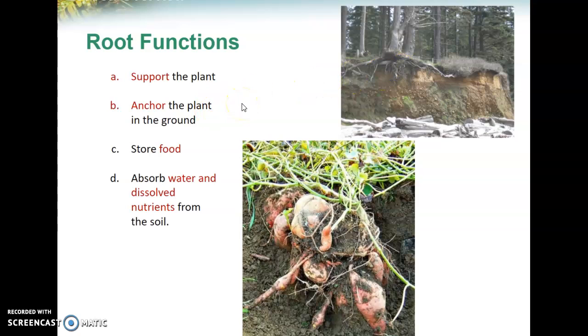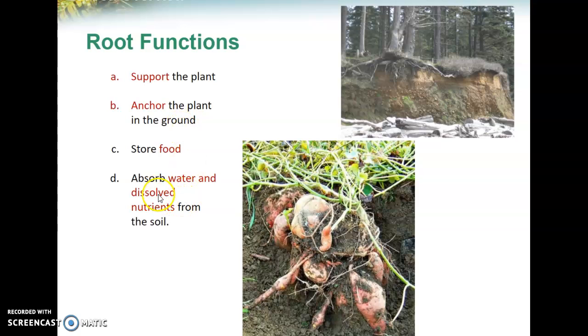Think of a tree during a big windstorm that is bending in the wind. Well, if it wasn't for those strong roots, it would literally just fall over. And you've probably seen examples of trees where it's rained a whole lot and then a strong wind, and the roots just can't anchor in the ground strong enough, and the whole tree is laying on its side, and you can see the roots there on the bottom of the tree. So they support the plant, they anchor it in the ground, hold it in the ground.